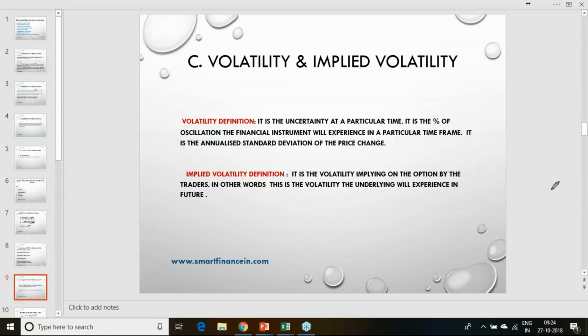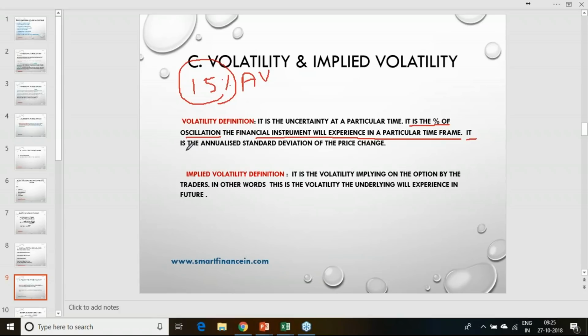That is the literature definition. But as traders, we don't require that. For us, it is the percentage of oscillation the financial instrument will experience in a particular time frame. If I am saying Nifty annual volatility is 15%, that says Nifty in the coming 1 year will show me 15% of oscillation. This 15% may be upside, may be downside. So this oscillation I will be getting. Now coming to the next part.